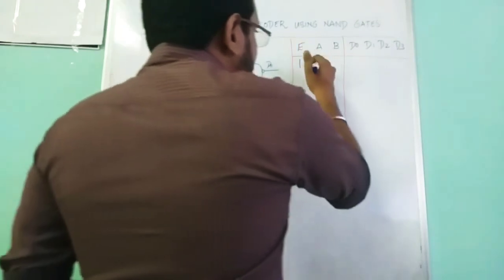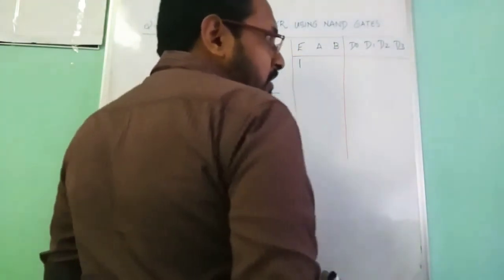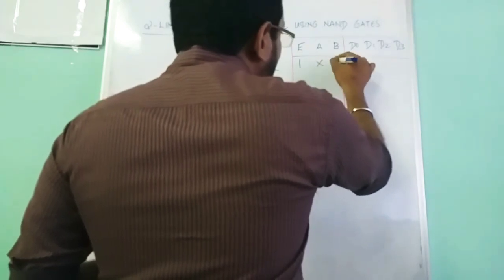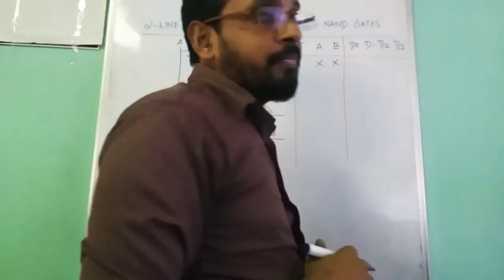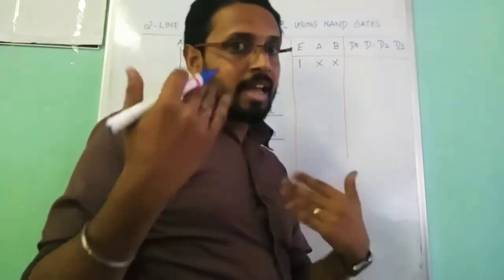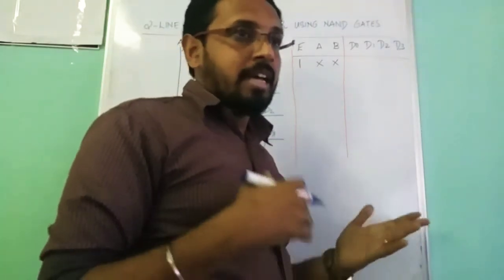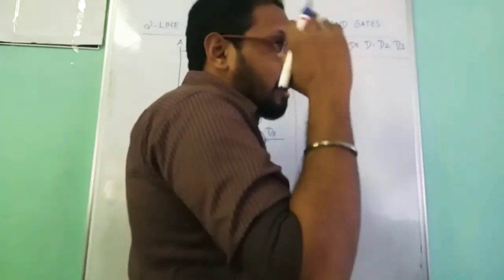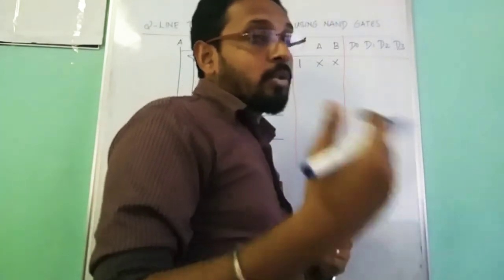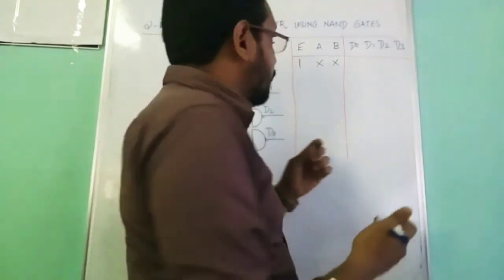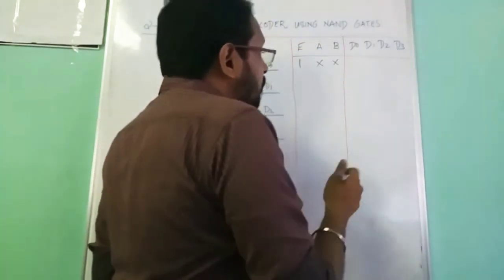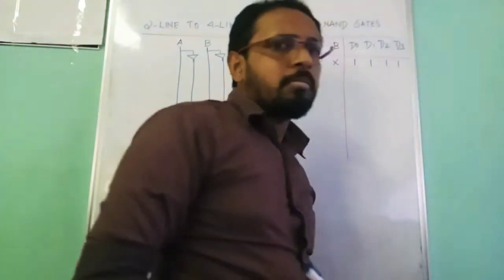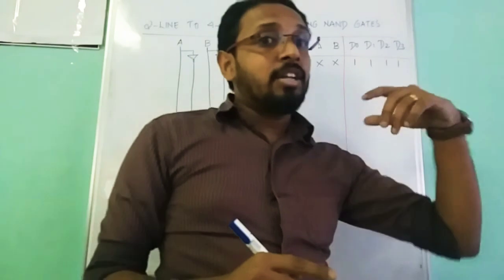So when enable is equal to 1, it's the reverse case. Whatever be the values of A and B, I have written X there. It can be zeros, it can be ones, no issues, because it's disabled in the active low state. We are going to design an active low state. So here enable is equal to 1, so all these outputs will be 1. 1 means here it's inactive.